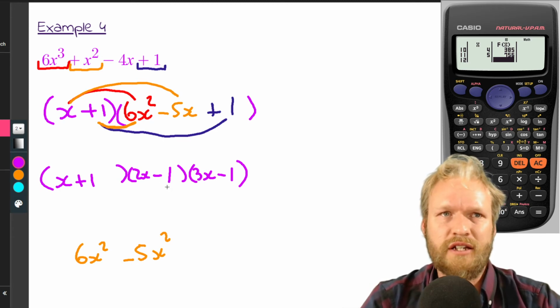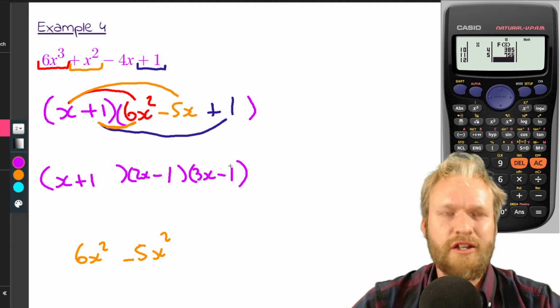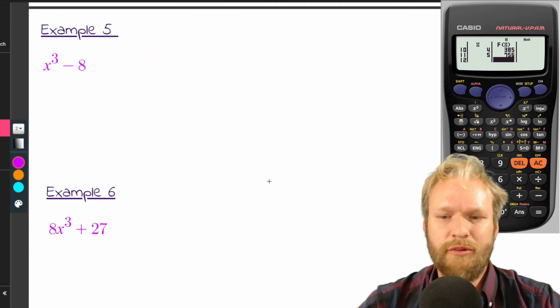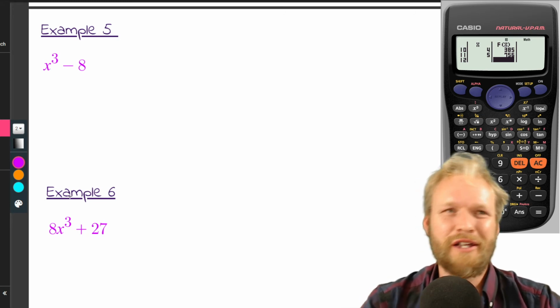So 6x squared minus 3x minus 2x minus 5x, that works. Cool. Okay, so we're getting into our rhythm, right? And let's go for it. Example 5. And it's a longish one, right? But we're going slowly and steadily here.